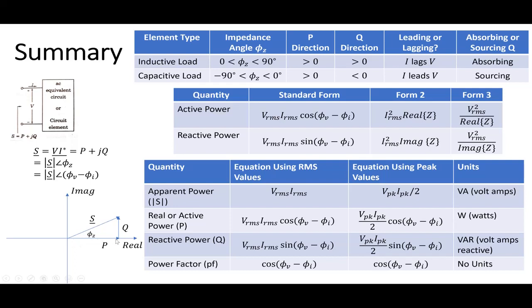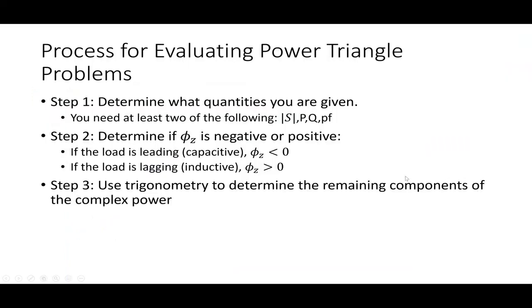The real part of that is P. The imaginary part of that is Q. The magnitude of S is what we call the apparent power, and it has units of volt-amps. So I am typically given some combination of those four things: apparent power, reactive power Q, real power P, or power factor. I need at least two of them, and typically I'm only given two of them. If I have two of them, then I can figure out all of them.